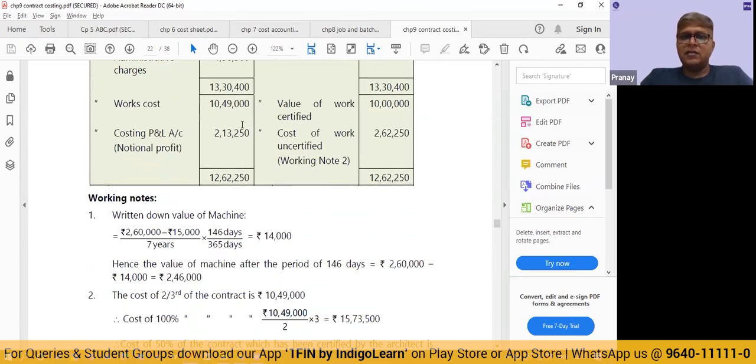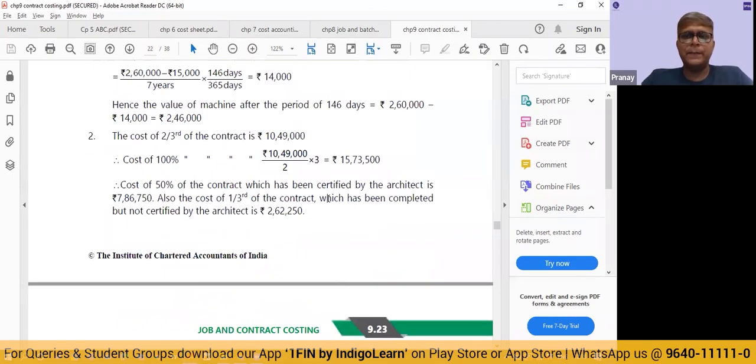We will take that as a carry forward number. This is the total cost which we have incurred on the contract during this period. We will credit the value of the work certified. We will credit the cost of work uncertified. So basically, from the total cost, if I deduct the cost of work uncertified, we are going to get the cost of the work certified. So in short, we will have the value of work certified on the credit side and the net cost, which is the cost of the work certified. The balance will come as the notional profit, which will be a costing P&L.